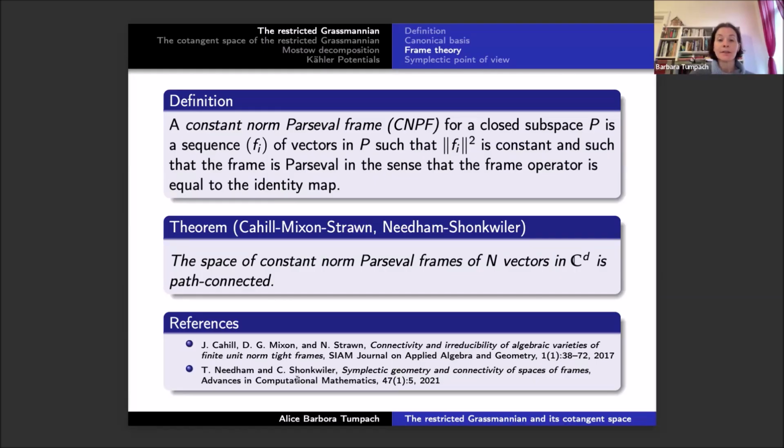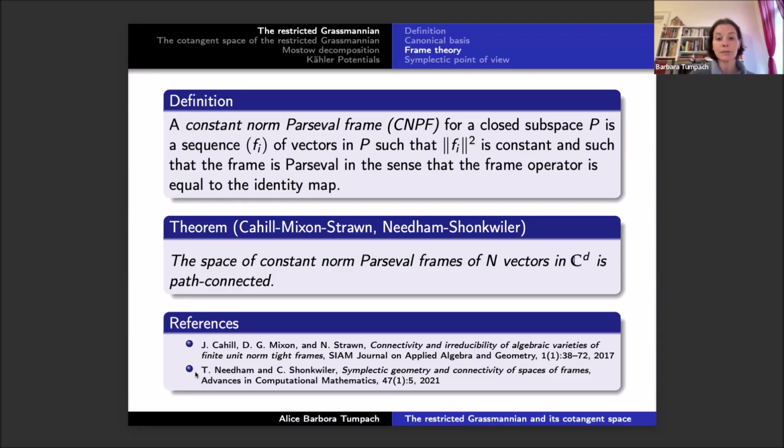And the theorem that we wanted to address in the infinite dimensional setting with my collaborators, Thomas and Clayton, is a theorem by Cahill, Mixon, and Strawn, which says that the space of constant norm Parseval frames of n vectors in C^d is path connected. So this is a finite dimensional theorem. I give the reference below.